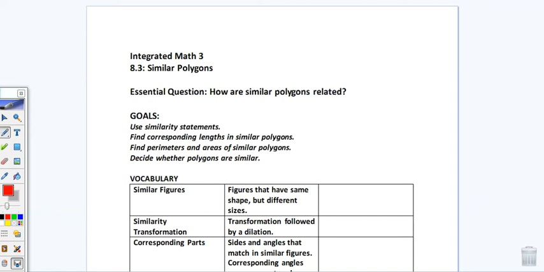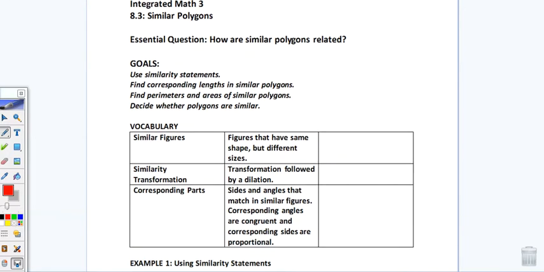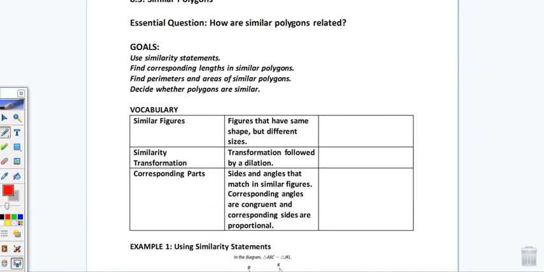So, guys, similar polygons. You know similar polygons right here are going to be the same shape, different sides. Okay. So we're going to talk a lot about how polygons are similar and how they're related. We're going to look at some similarity statements. We're going to talk about similarity statements first.